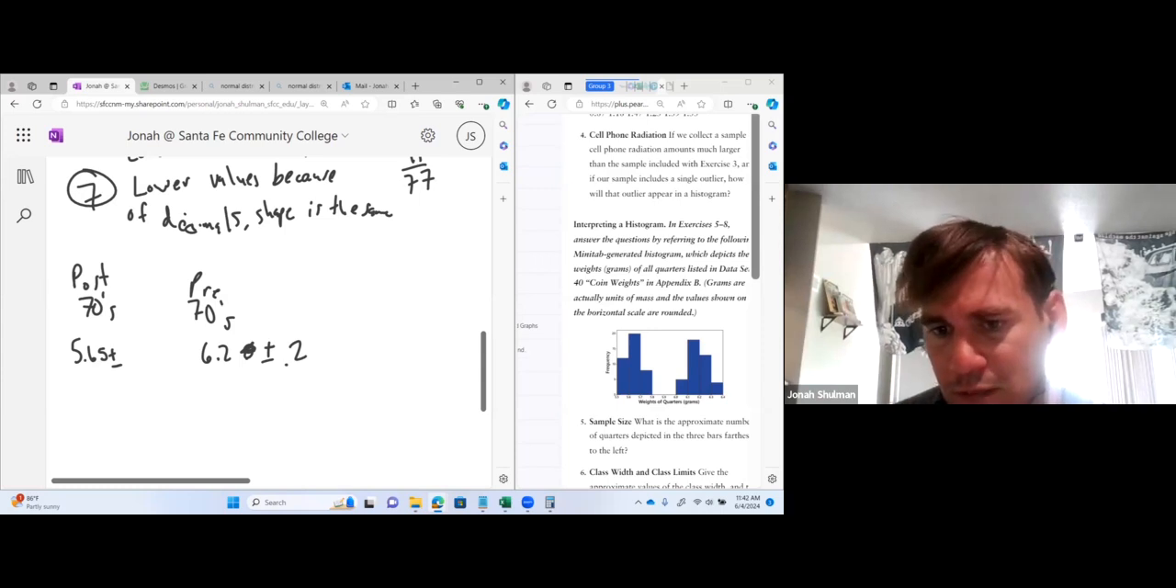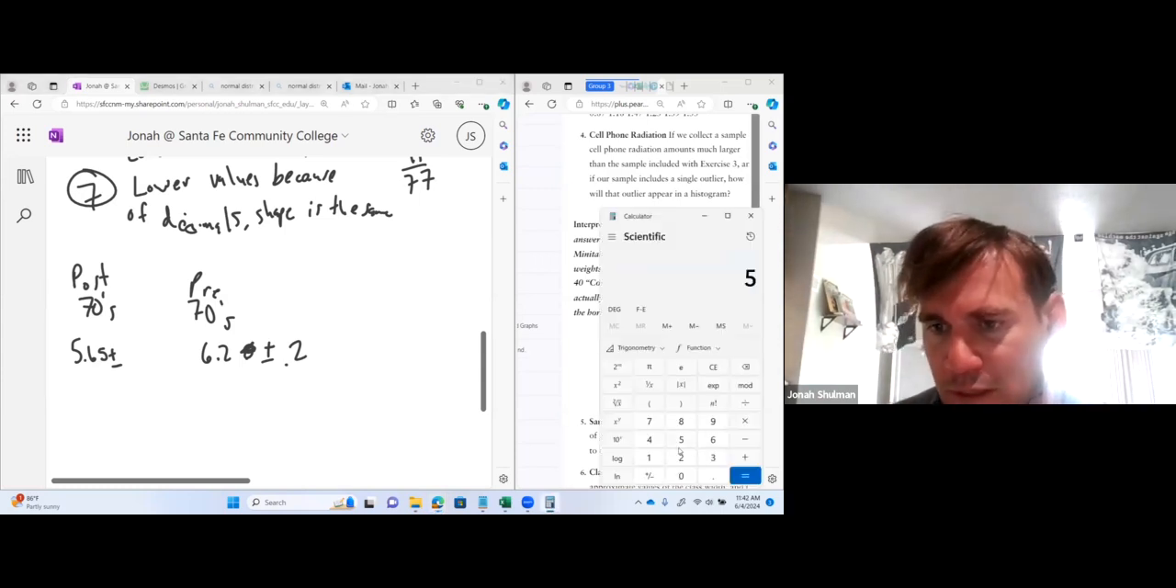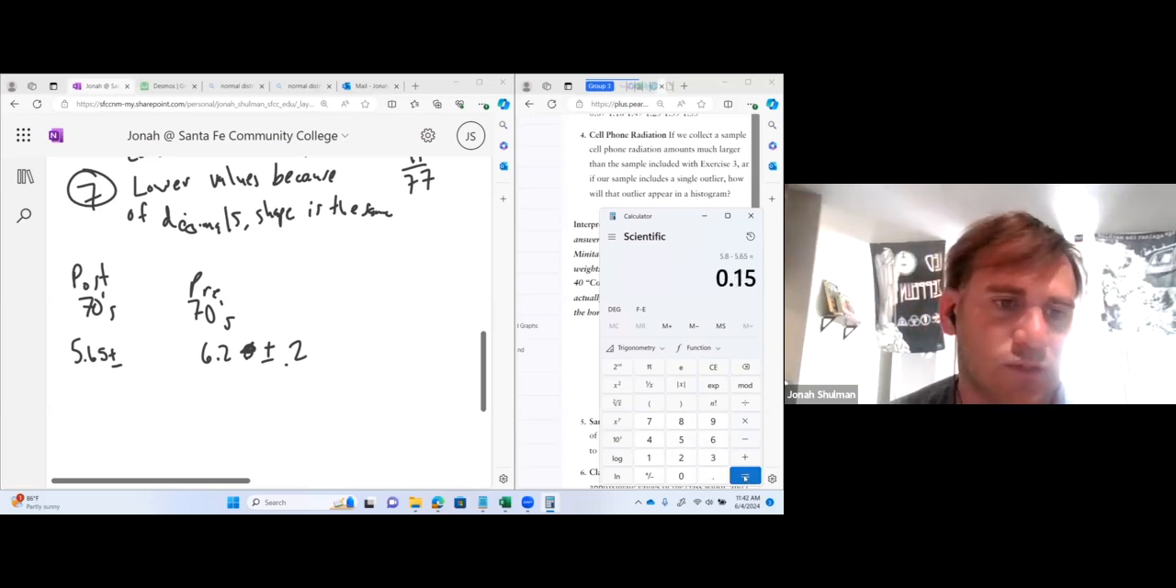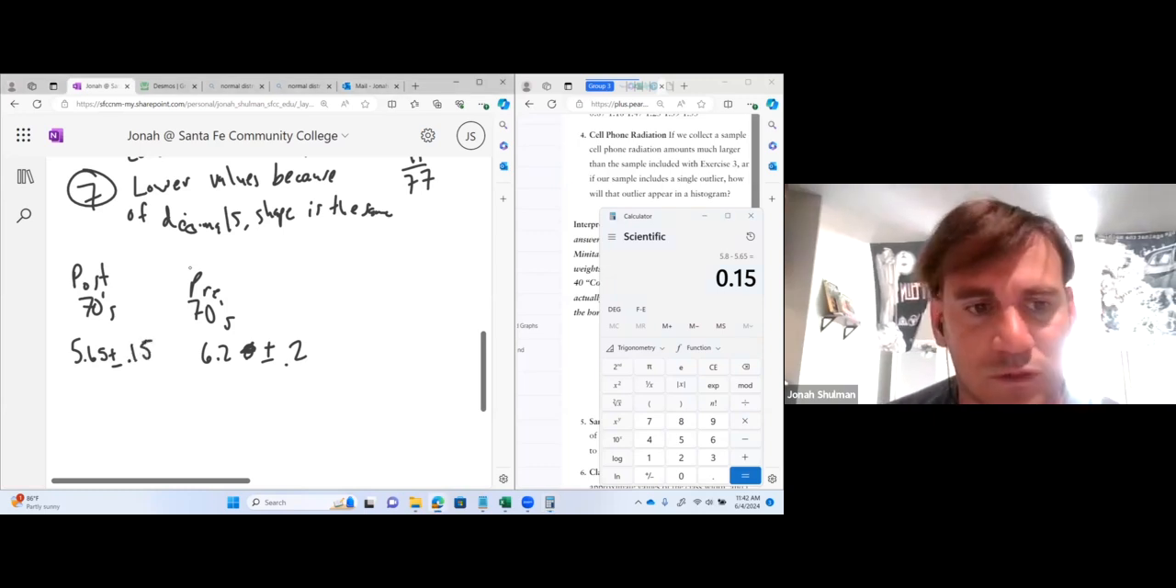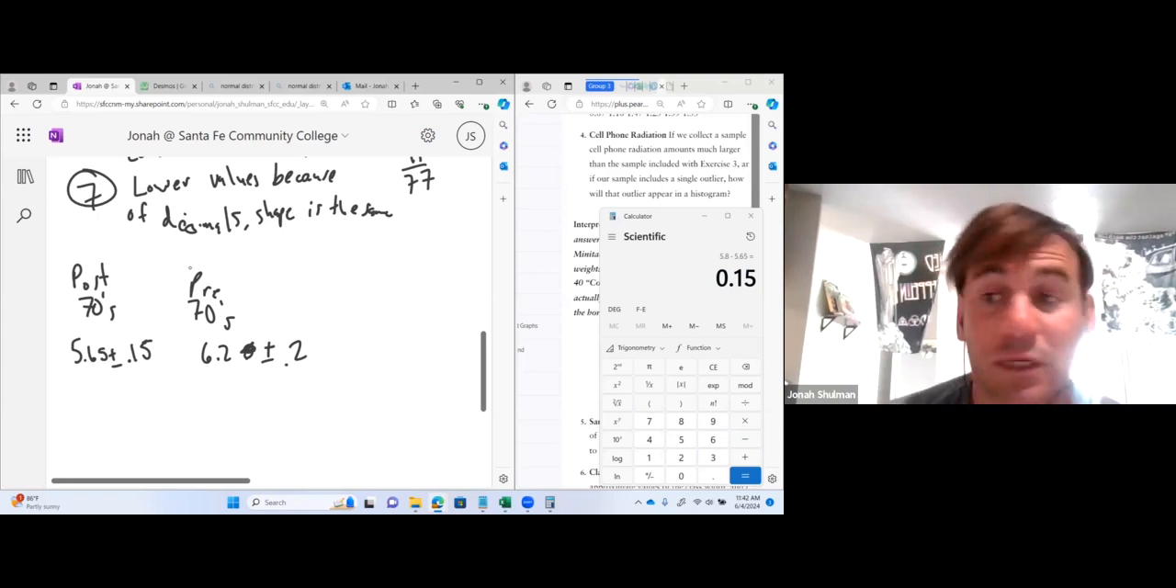So what do I mean by that? If we take 5.8 and minus 5.65, because you always take the middle term with a plus or a minus of 0.15. So it looks like they made it more precise. They made the difference smaller. And they also made the coin lighter.